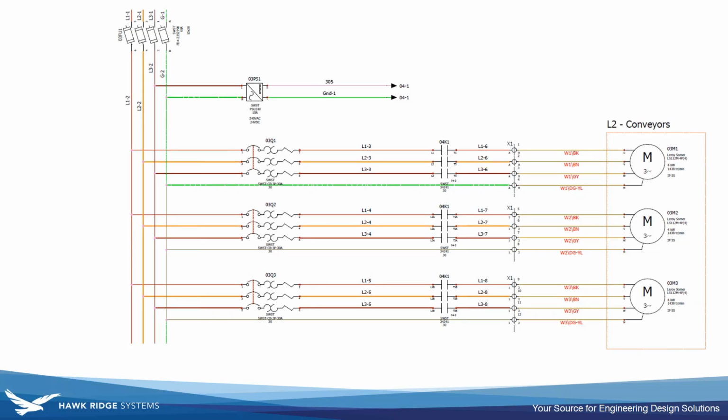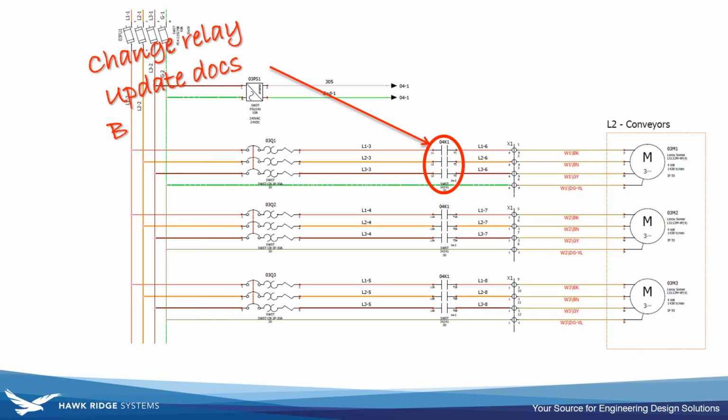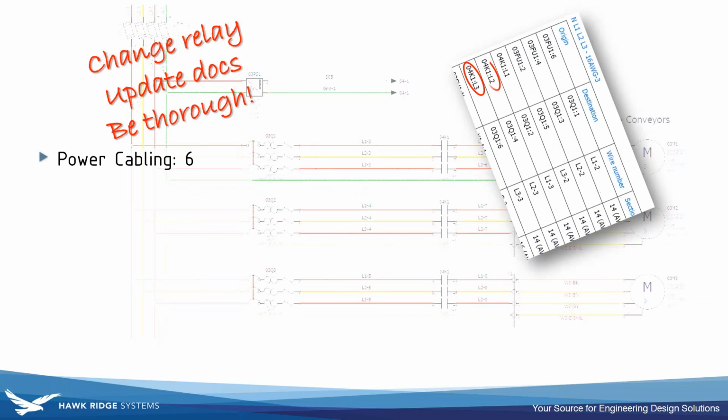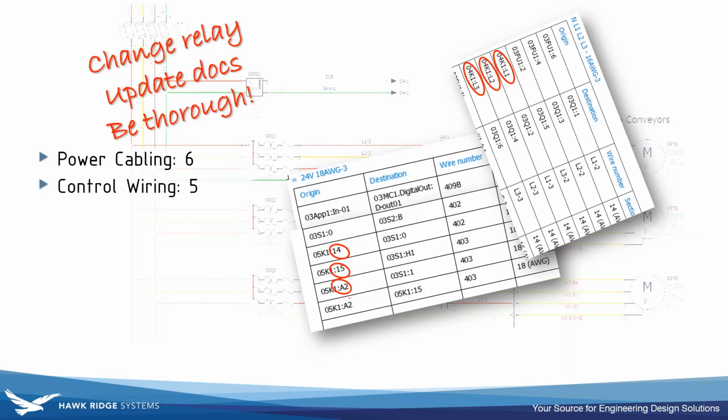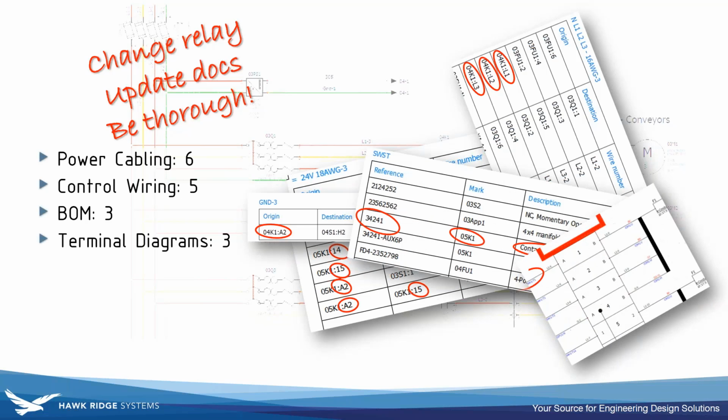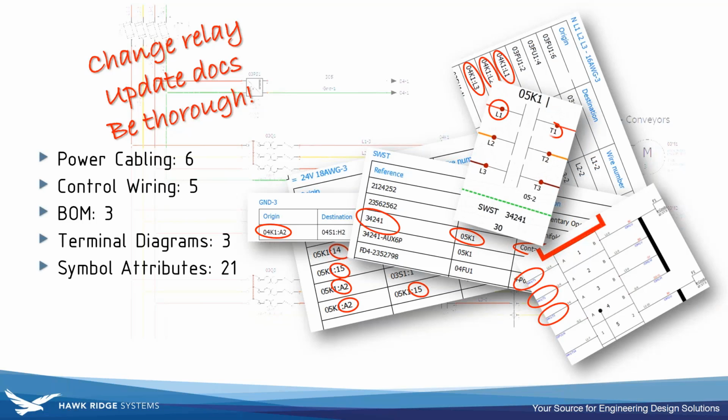So if we take a look at a schematic, in this schematic there's a contactor relay right now. Think about all the touches needed to verify or change that component. If we wanted to change that contactor relay from one manufacturer's part to another, how many things do we have to look at? We've got our power cabling, our control wiring, our bill of materials, our terminal diagrams, our symbol attributes. All of this adds up together.